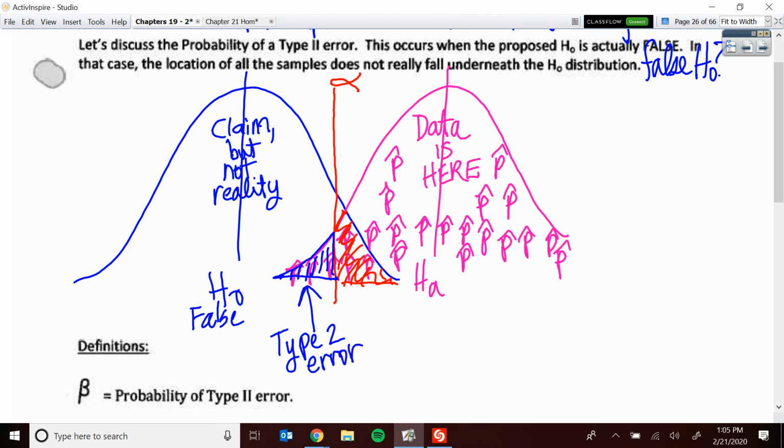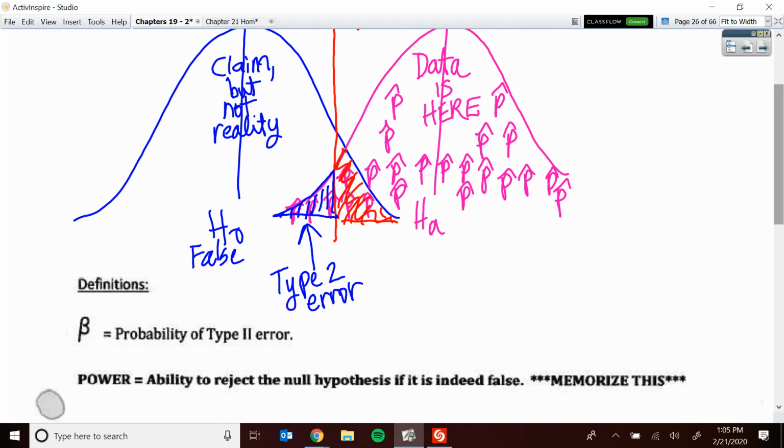Just as alpha is the probability of type 1, beta is the Greek letter to represent the number that is the probability of type 2. Beta is the number that represents the probability of type 2.